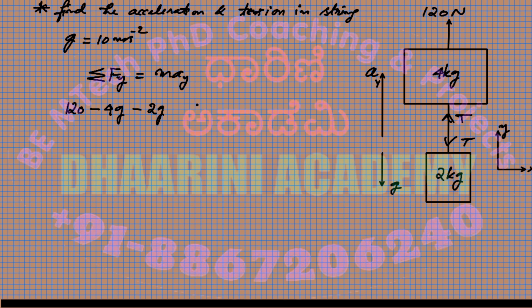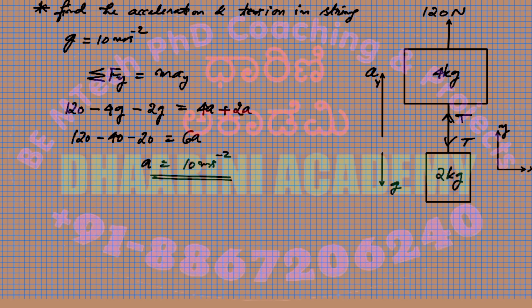All right, is equal to, now you write the normal equation, that is mass into the acceleration. I don't know what the acceleration is, but acceleration is upwards, so it is positive. So this is 4a plus 2a, right? So substitute, this is 120 minus 4 into 10, 40, minus 2 into 10, 20, equal to 6a. So a becomes 60 by 6, so 10 meter per second square is the acceleration. So, that's a point to remember whenever we have a problem like this.